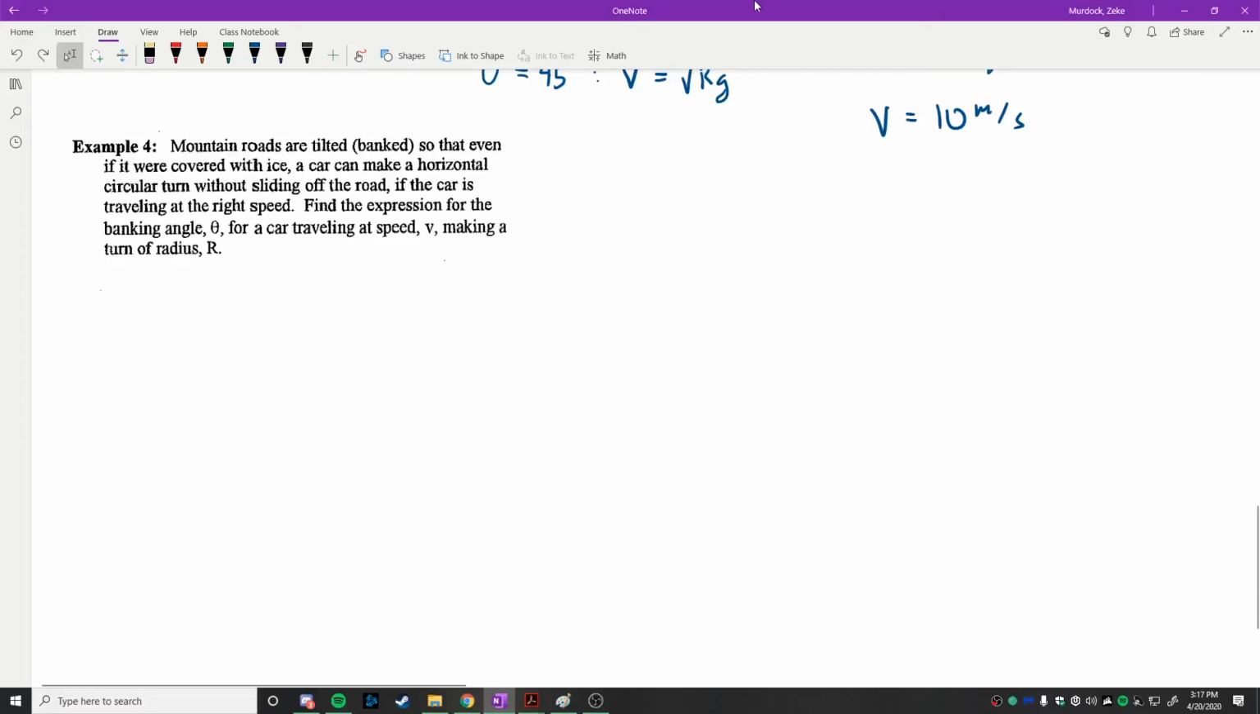So this is the second hour of Physics 1617 for Monday, April 20th. In this section, we're still talking about circular motion and centripetal acceleration, and we want to talk about this particular problem here.